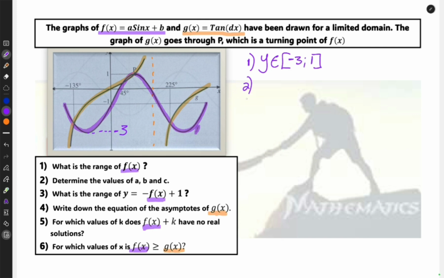Now they're asking me what is A, B, and C. So I know A and B are on the purple graph, and then C is on the orange one. We just said that the amplitude of this graph is 2, so I can safely say A is definitely 2, and then B, now watch out. This is not the B that we were talking about in the beginning of this video and in the previous video. They are trying to trick you, because this is actually in the position of Q, so that B affects if the graph moved up and down.